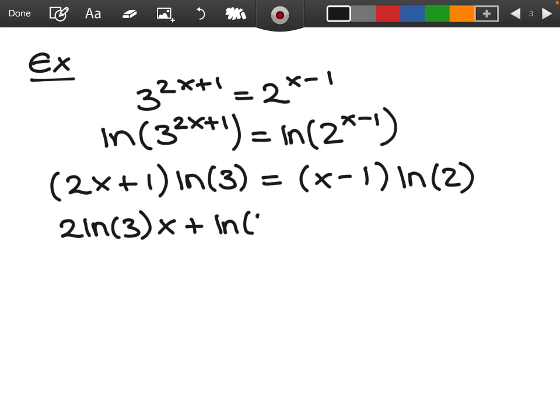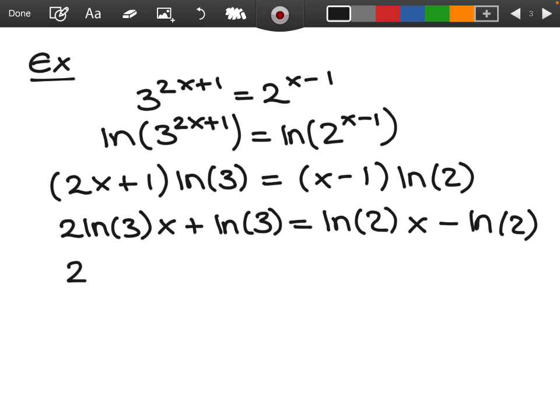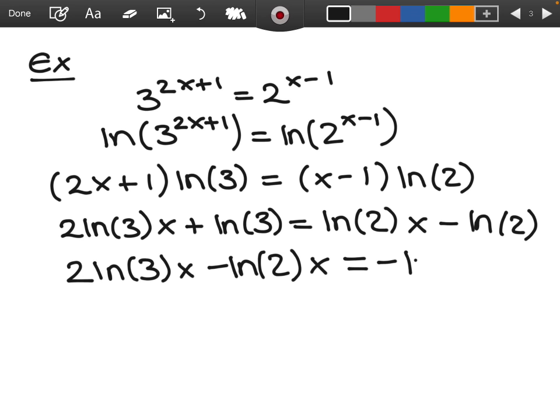by x plus the natural log of 3 is equal to the natural log of 2 times x minus the natural log of 2. Then I'm going to bring anything that's got an x in it onto the left-hand side, anything else onto the right-hand side. So that gives me 2 times the natural log of 3 times x minus the natural log of 2 times x is equal to negative the natural log of 3 minus the natural log of 2.